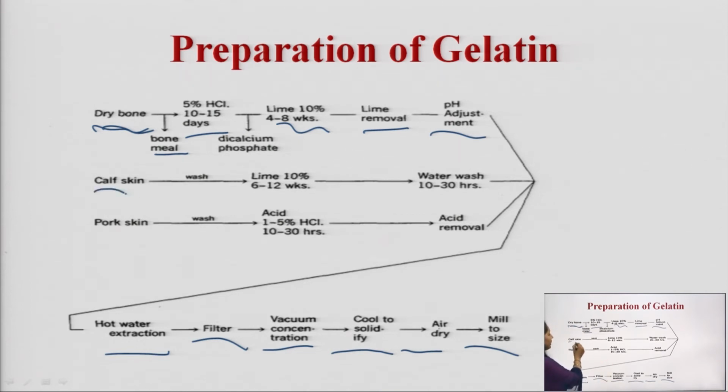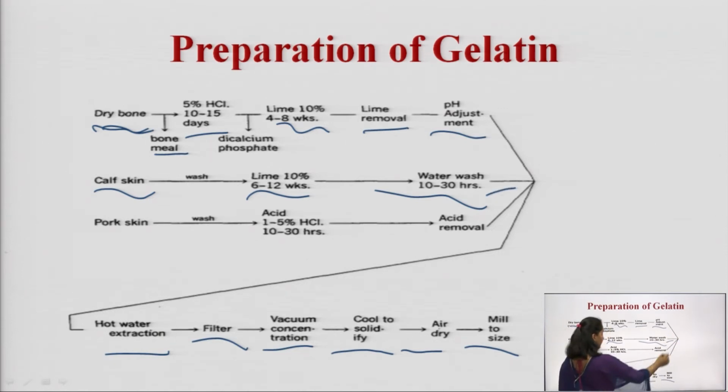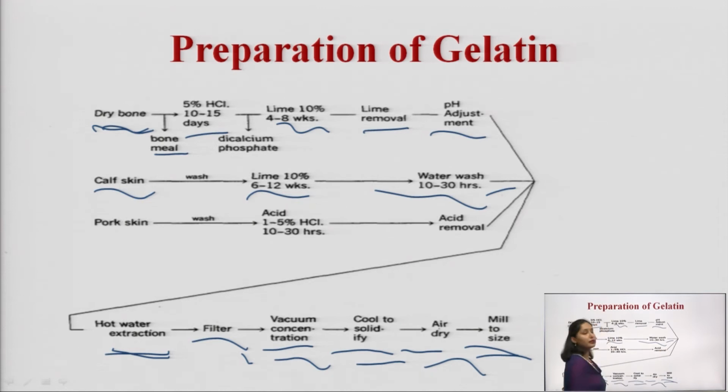Again, if we extract the gelatin from calf skin, first of all we thoroughly wash the calf skin, and then we treat it with 10% lime solution for 6 to 12 weeks. Then again water wash for 10 to 30 hours, so that there is complete removal of the lime from the substance, and then we adjust the pH and subject it to hot water extraction, then filter, then vacuum concentration, then it is allowed to cool to solidify, then air dry, and finally milling to size.